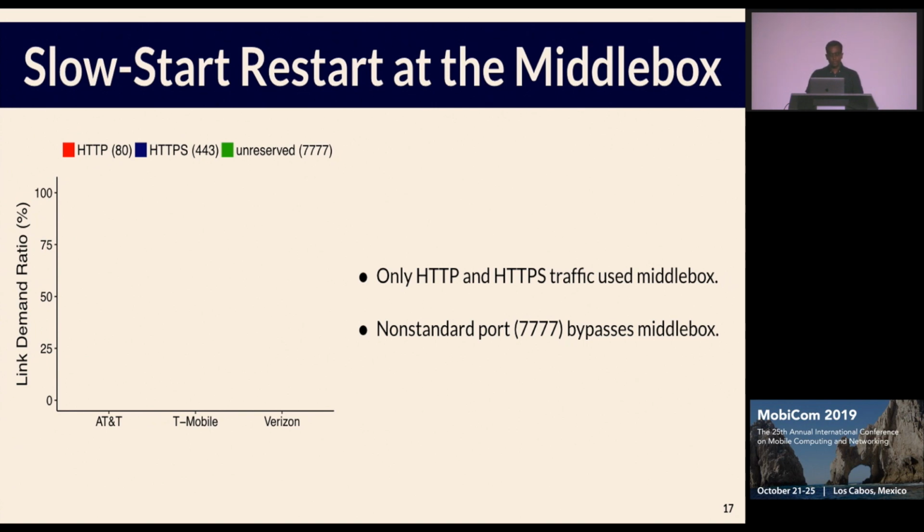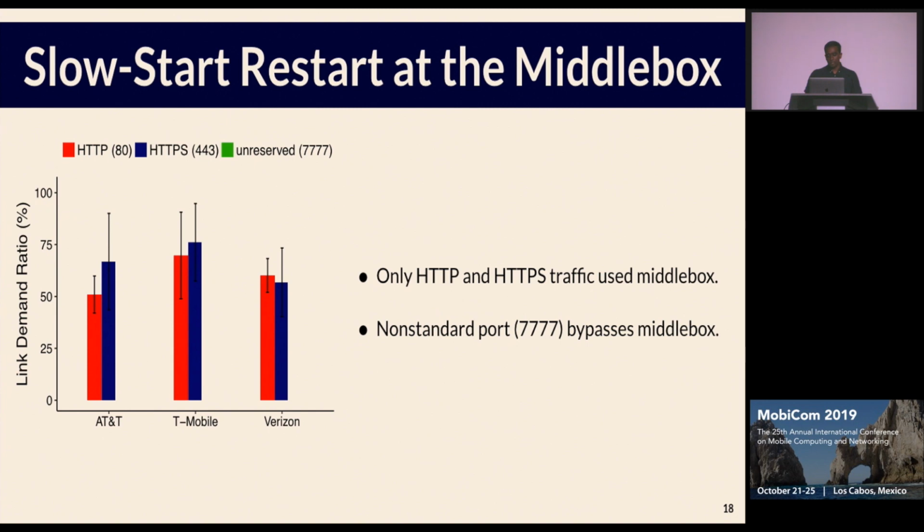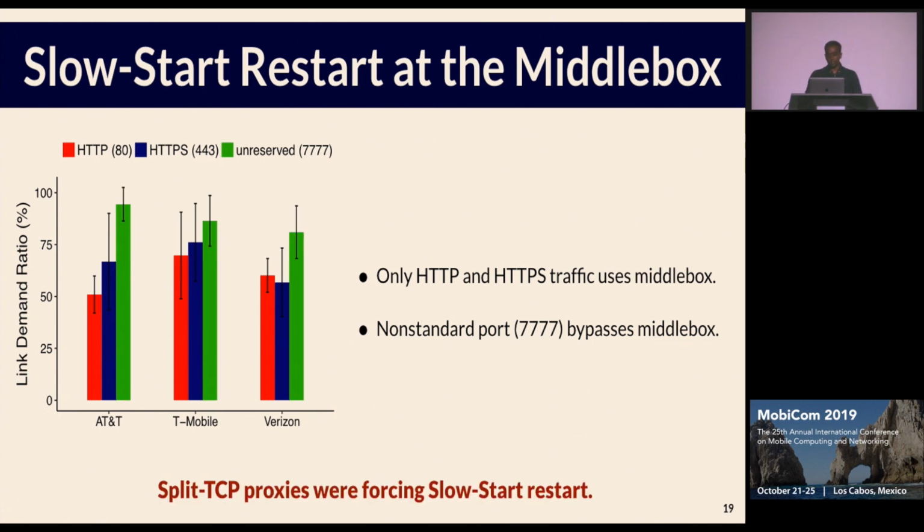We ran an experiment to quantify this. For each carrier, we streamed 25 videos each over HTTP, HTTPS, and a non-standard port, through which we can bypass the Middlebox. For each video session, we use BurstTracker to compute the percent of the time the queue is occupied, and we report this as the link demand ratio on the y-axis. We show HTTP in red and HTTPS in blue, and you can see that for all 3 carriers, the queue remains occupied much less than 70% of the time on average. And we show the non-standard port here in green, and you can see that the video stream is able to use 40% more of the link. We also observed that the bit rate streamed was about 35% higher on average.